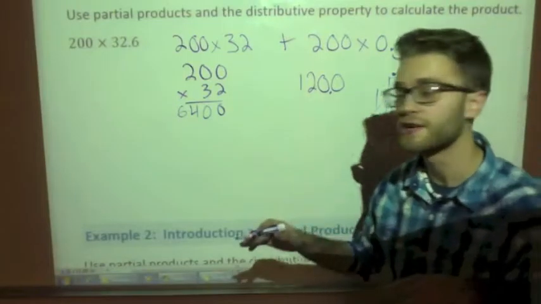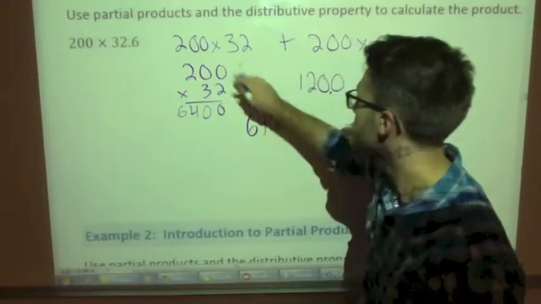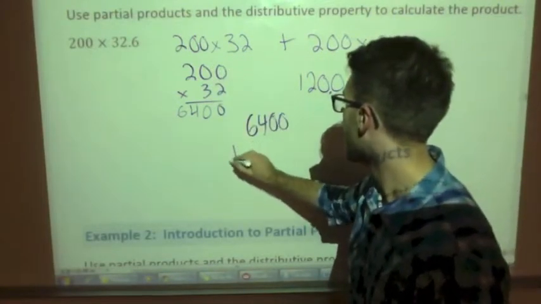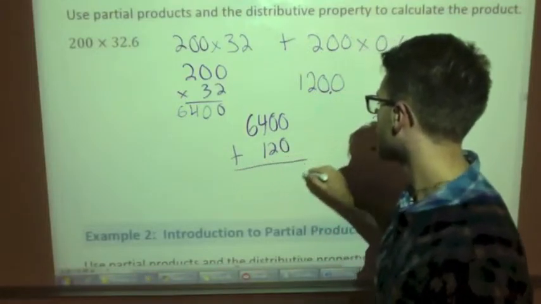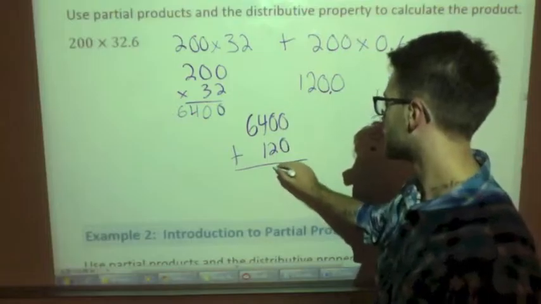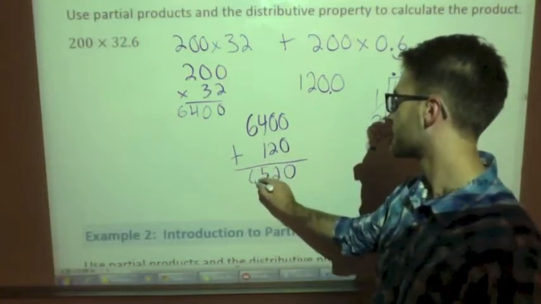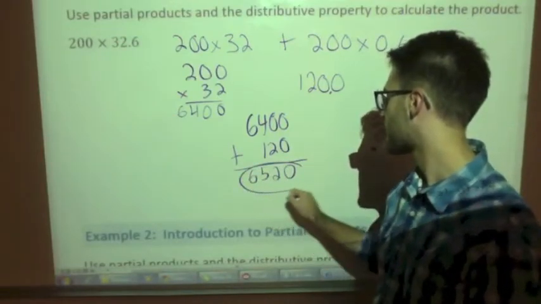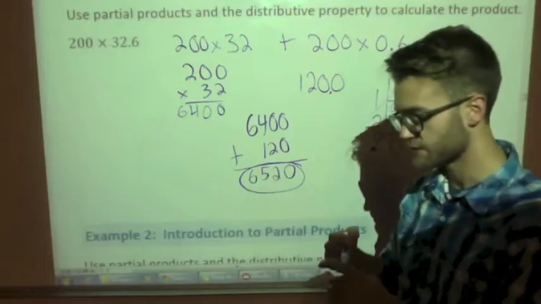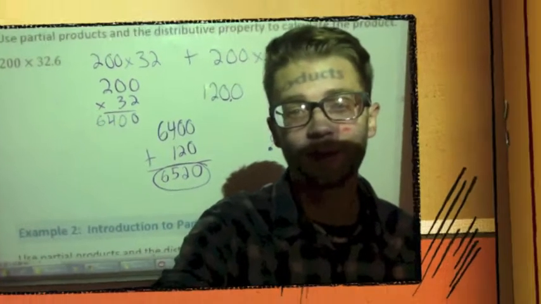So now simply to get your answer, you take your 6,400 that we got from this first partial product, and then you add it to our 120. You got 0, 0 plus 2 is 2, 4 plus 1 is 5, and 6 plus nothing is 6. So our answer is 6,520. Go down to the bottom of the page now and we'll do the next problem.